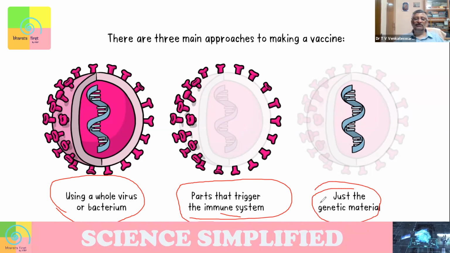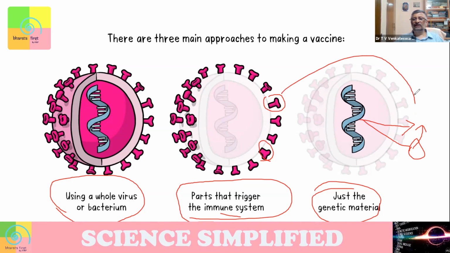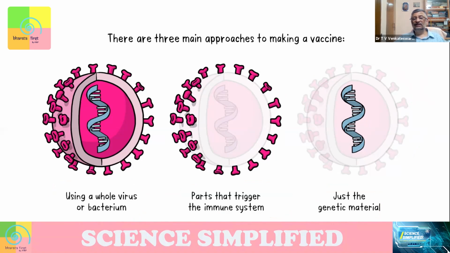Or the third approach, which is actually a very recent development because of the developments in biotechnology, is to use the genetic material. If the genetic material goes inside our body, our cells will use this genetic material to create the proteins of this pathogen. These proteins will be created in our cells. Once this protein is created in our cell, our body will create antibody. So that's what a genetic material based vaccine does.